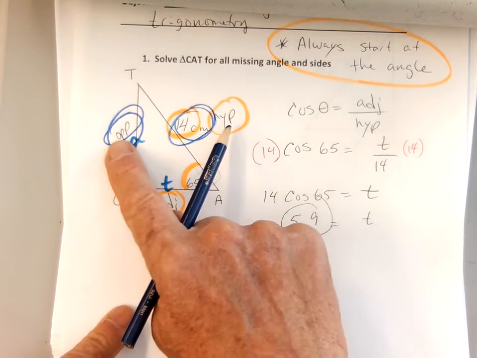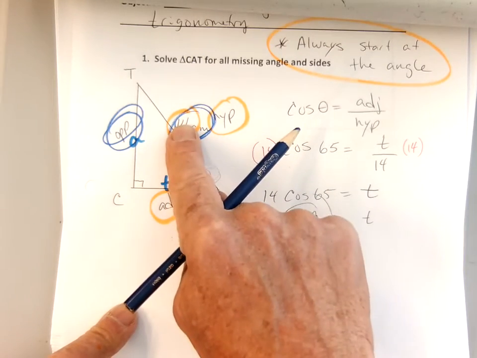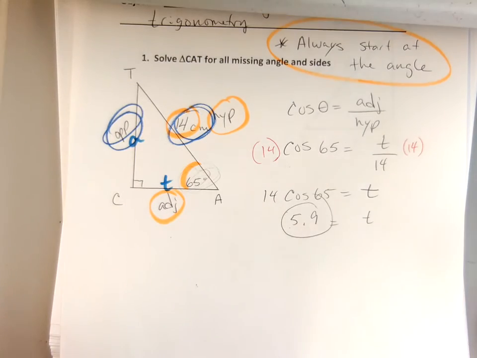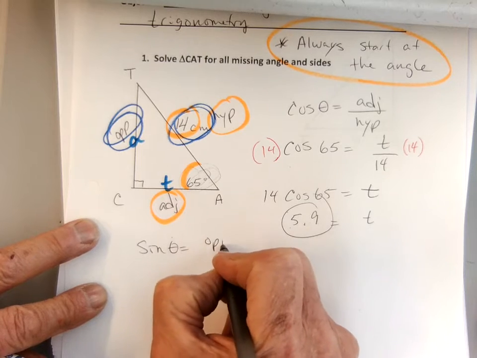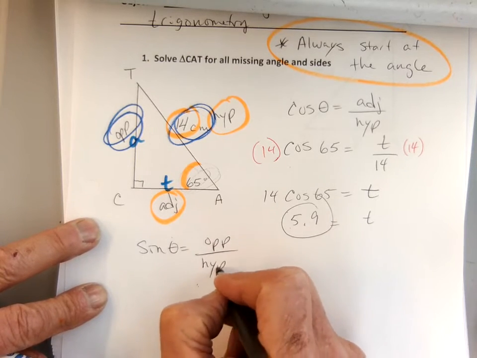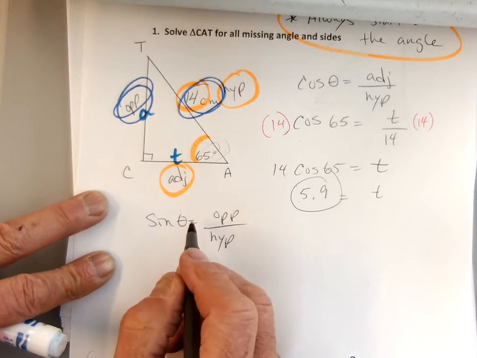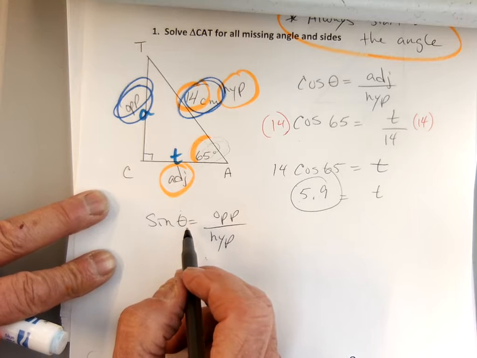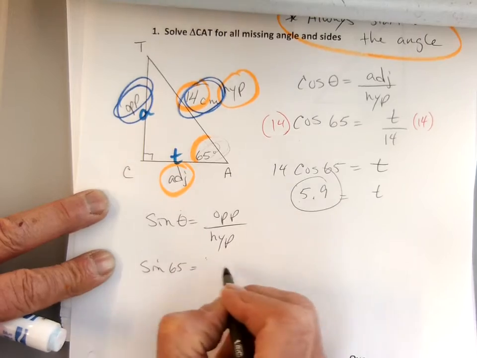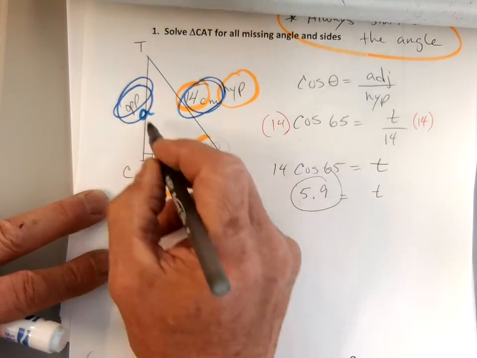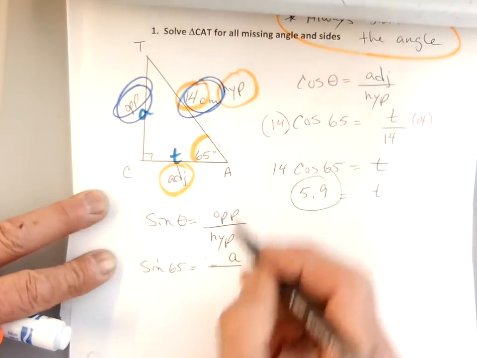If I want to find side A, opposite hypotenuse, how about sine, okay? Everybody agree it's sine? So sine of theta, opposite over hypotenuse. So we'll go, not theta, because theta is my angle, so I'm going to go sine 65 equals my opposite, which is little a, over my hypotenuse, which is 14.